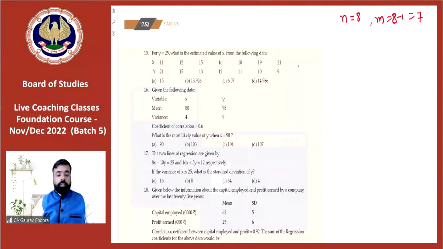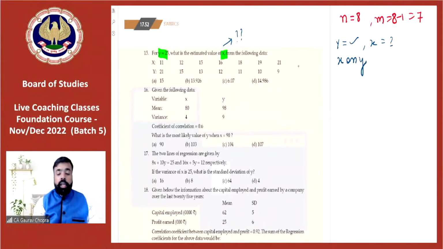15 says for y equal to 25, what is the estimated value of x? We have to estimate the value of x. So whenever y is given and we have to estimate x, then we have to use equation x on y. So first step is to form the equation x on y and then put the value of y to get x. Okay, so we had done this pattern, so you can try this. Now we will try the 16th one.